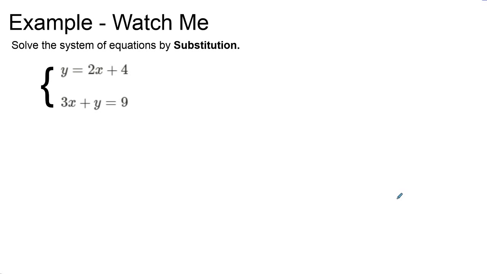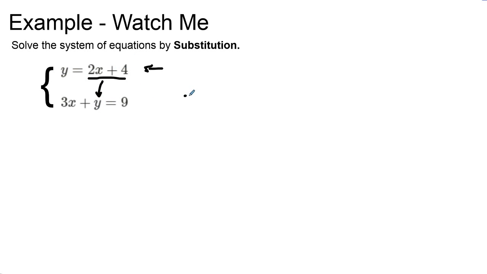So take a look at this example. I have one equation that's in slope-intercept form here: y is equal to positive 2x plus 4. The second equation is in standard form, 3x plus y equals 9. What's great about this one is that I don't have to do any rearranging. I can already see that this top equation has y all by itself. So I can just take the value 2x plus 4, and I can substitute it in place of y in the other equation, since they're equivalent expressions.